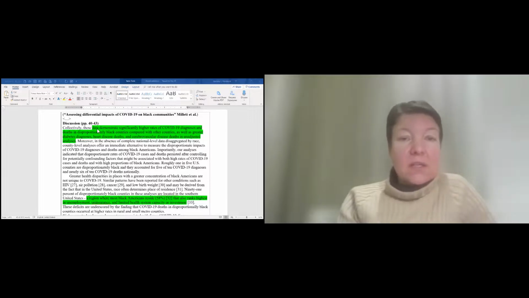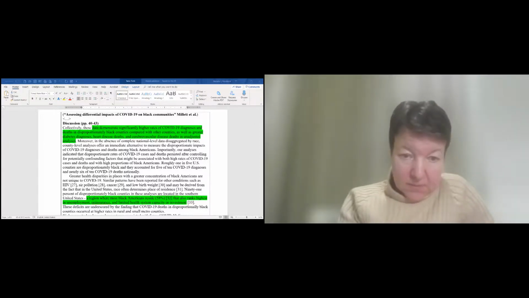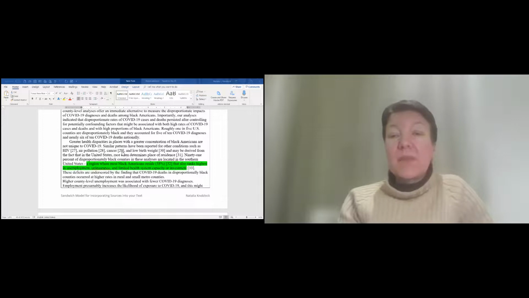For example, here: "Collectively, these data demonstrate significantly higher rates of COVID-19 diagnosis and deaths in disproportionately Black counties compared with other counties, as well as greater diabetes diagnosis, heart disease deaths, cerebrovascular disease deaths in unadjusted analysis." Then I have: the region where most Black Americans reside, the southern United States, also ranks highest in unemployment, uninsurance, limited health system capacity or investment.